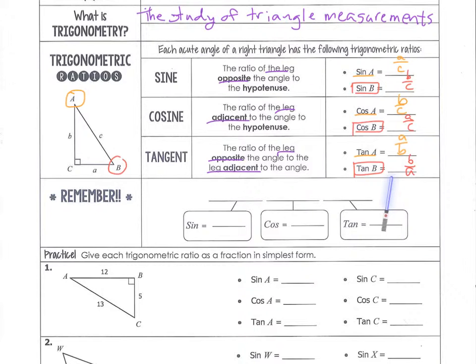Wait, why? Because for sine, for B, sine is leg opposite, B, over the hypotenuse, C. Oh, for tangent. So tangent is leg opposite over adjacent, right? So leg opposite is B, over the leg adjacent is A. So it's B over A. I thought it meant leg adjacent. Oh, okay, no. Leg adjacent to the angle. I didn't see it. Are we all clear?